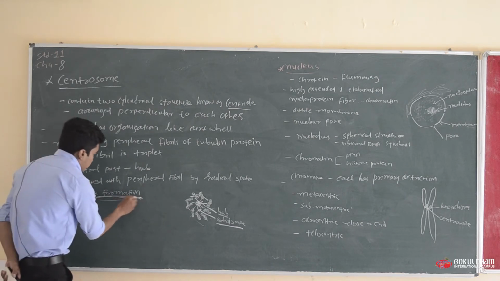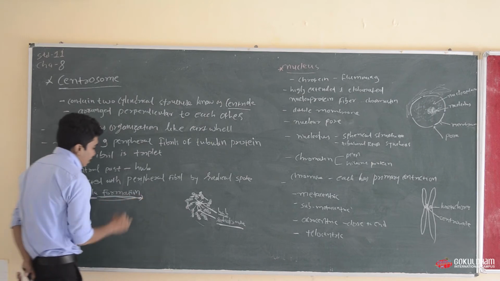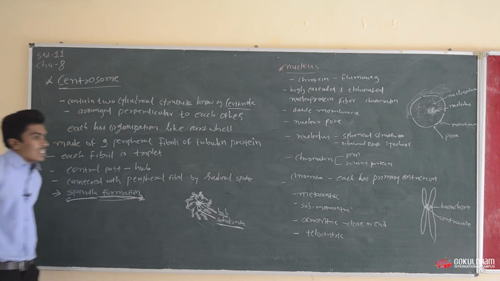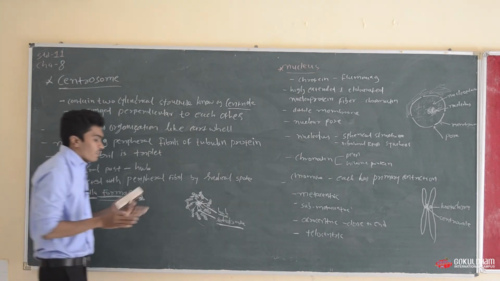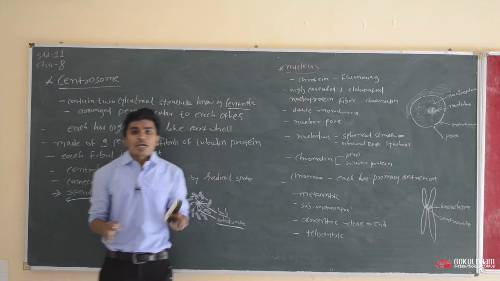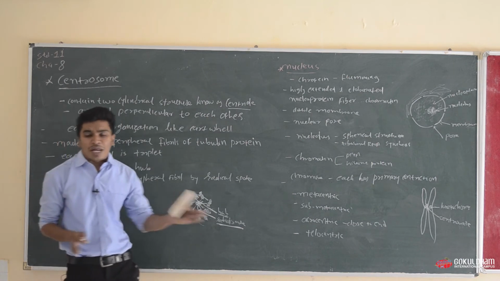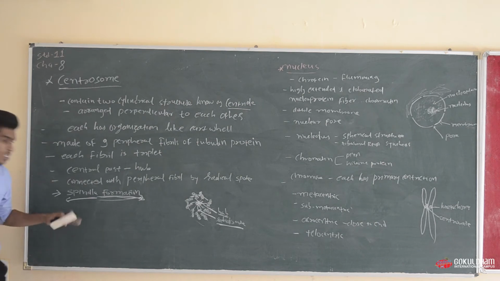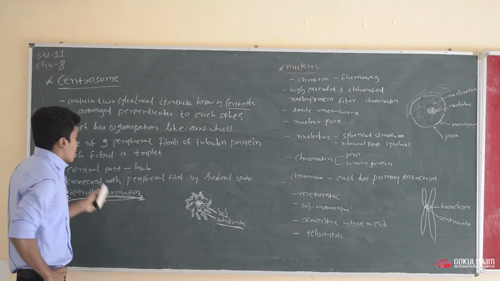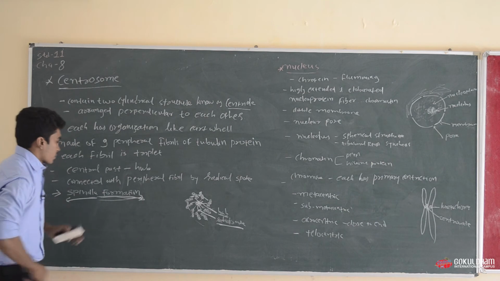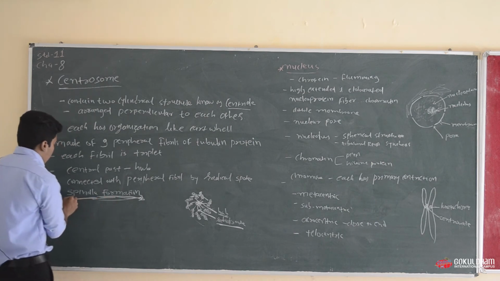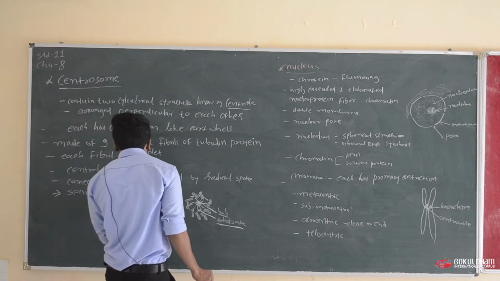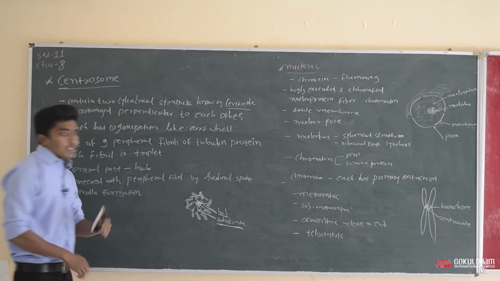So this is the question for you, and you have to find out the answer: from which portion or which organelle does spindle formation occur in a plant cell? We know that in an animal cell, spindle formation occurs due to the centrosome. So the main function of the centrosome is spindle formation.